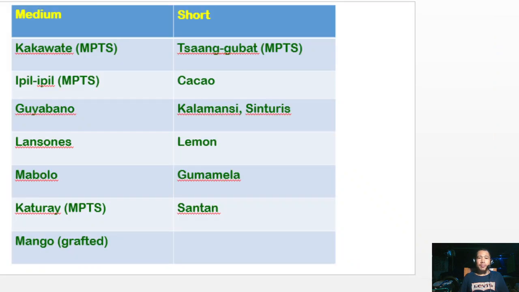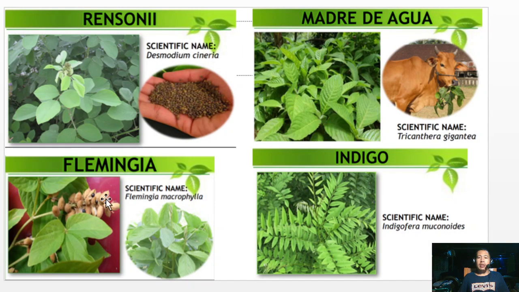For the medium height tree species, we can use kakawate, ipil-ipil, guyabano, lansones, mapolo, katuray, mango. MPTS stands for multi-purpose tree species. For the short tree species or short plant species, we can use chaang gubat, cacao, calamansi, centauris, pomelo, lemon, gumamela, santan, and the likes. We can also use rinsone, plemenja, madre de agua, and indigo.